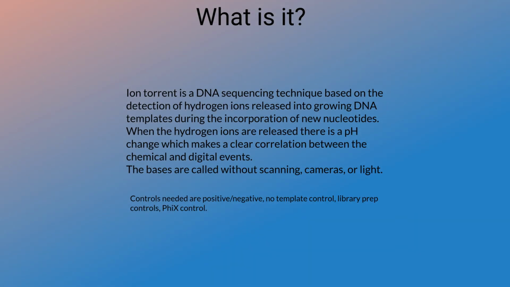So what is ion torrent? Ion torrent is a DNA sequencing technique based on the detection of hydrogen ions released into growing DNA templates during the incorporation of new nucleotides. When the hydrogen ions are released, there is a pH change, which makes a clear correlation between chemical and digital events. The bases are called without scanning, cameras, or light. No modified nucleotides or fluorescence is used in ion torrent.